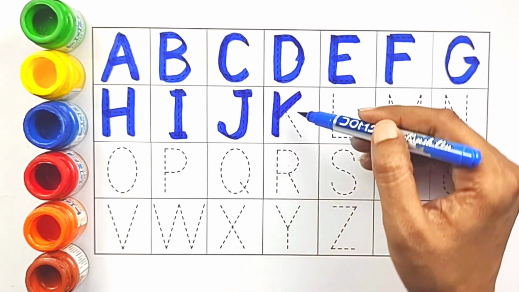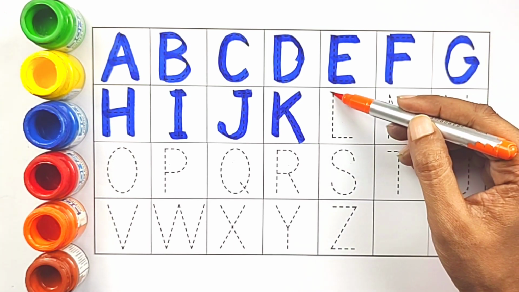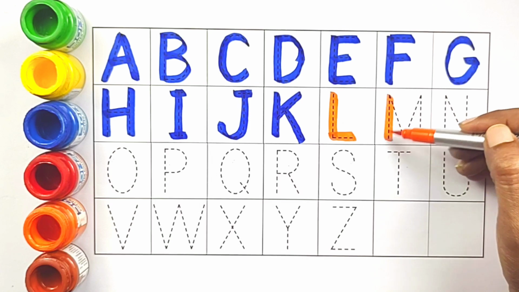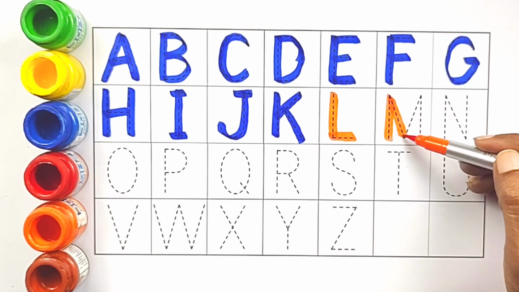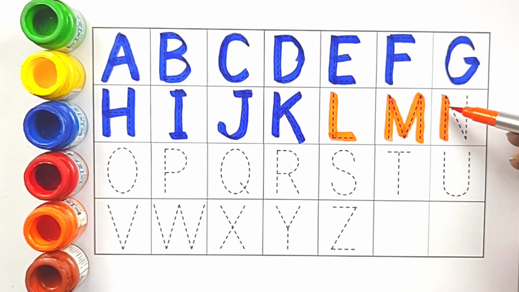K for king. Orange color, L. L for llama. M. M for mango. N. N for nest.